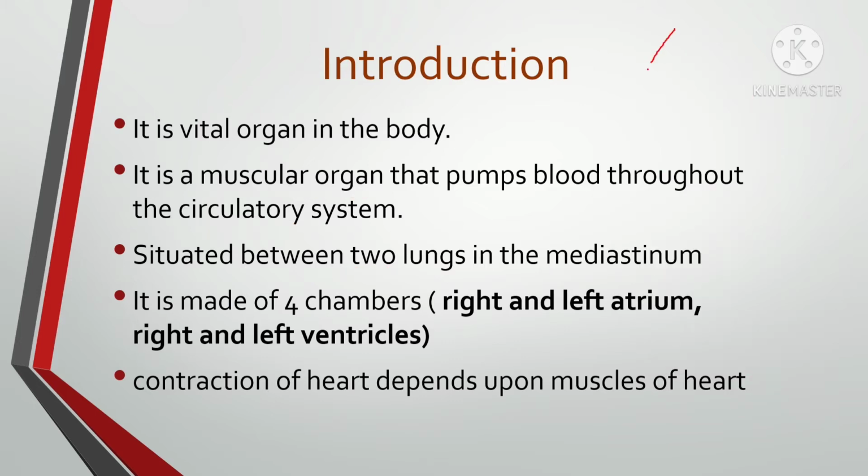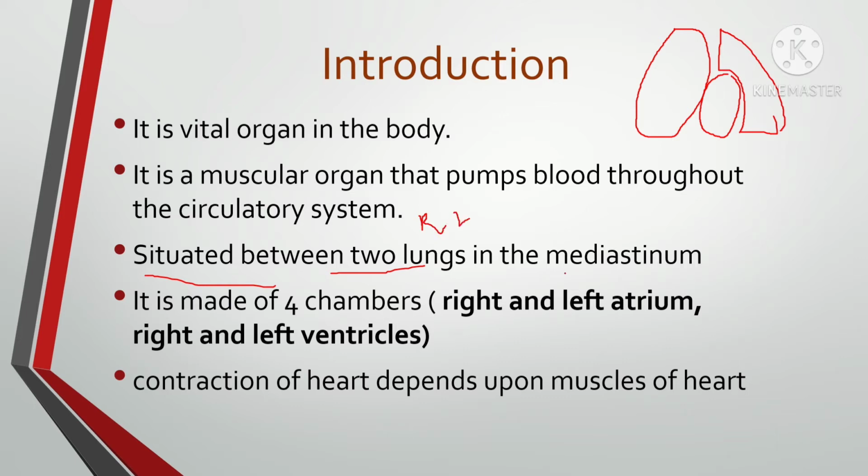Once again I will show. Suppose this is the heart, this is the right heart and this is the left heart. But the left heart has a slight depression, as you can see here, right? Why is there a depression? In order to accommodate the heart. This is the heart, and the region where the heart is present is called the mediastinum. Therefore, it is situated between the two lungs, the right and left lungs, in the mediastinum. The mediastinum is the region between the lungs.